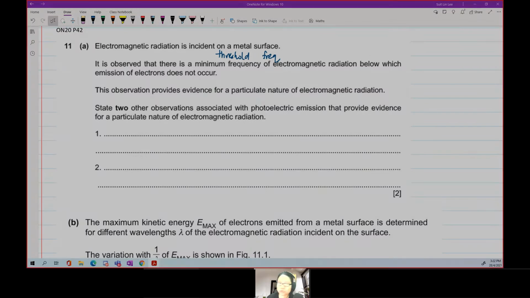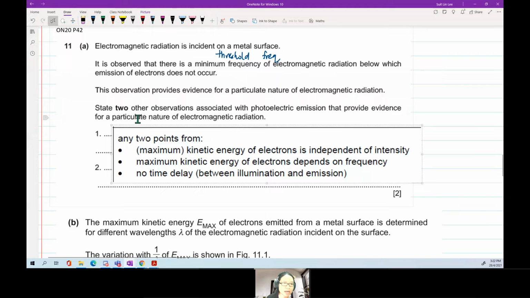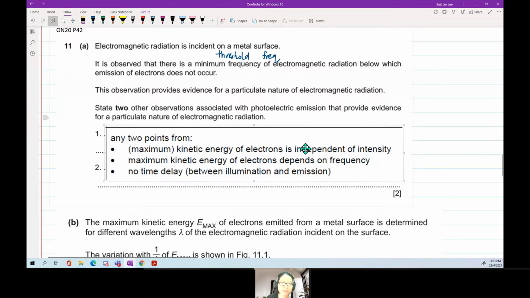So I'm just going to show you the mark scheme. Just make sure you don't repeat the things that they say here. So either maximum Ke doesn't depend on intensity or maximum Ke depends on frequency. I think these two points are the same point, but if they think that they're different, then okay. And also there is no time delay between photon incident and emission.